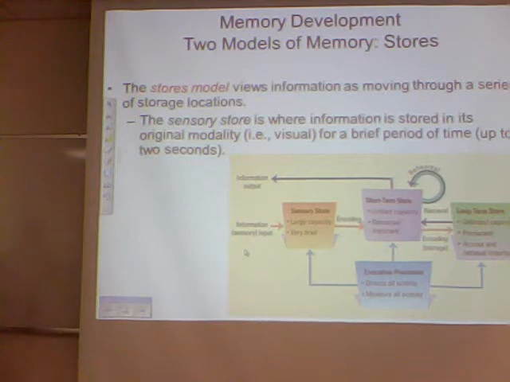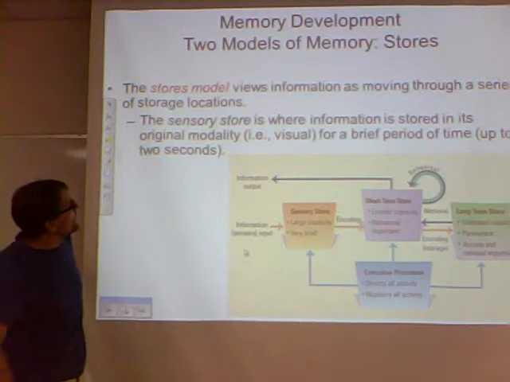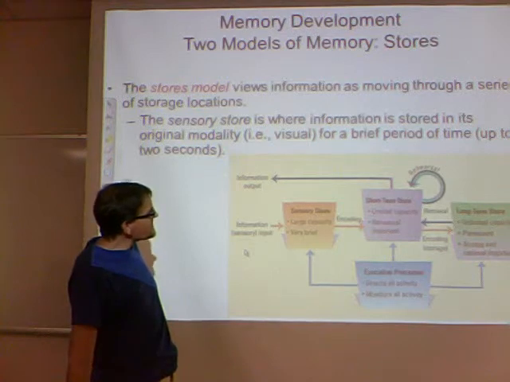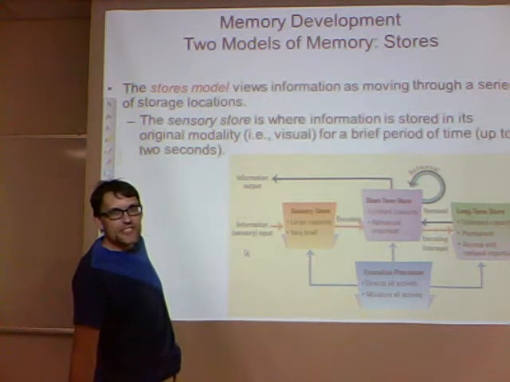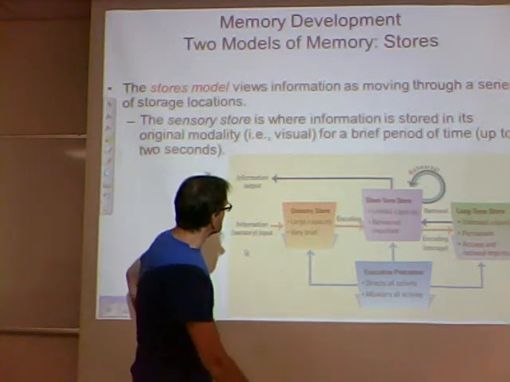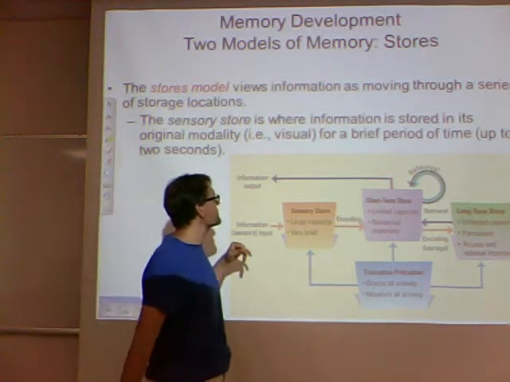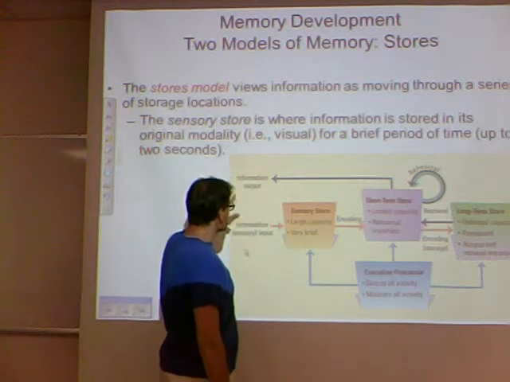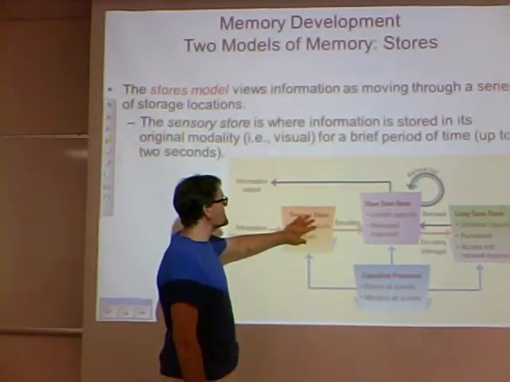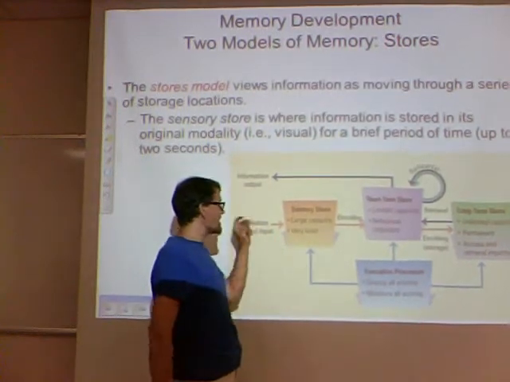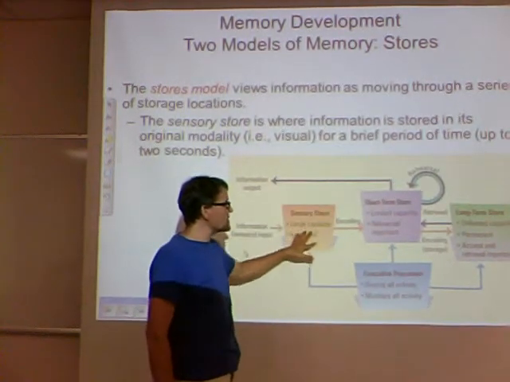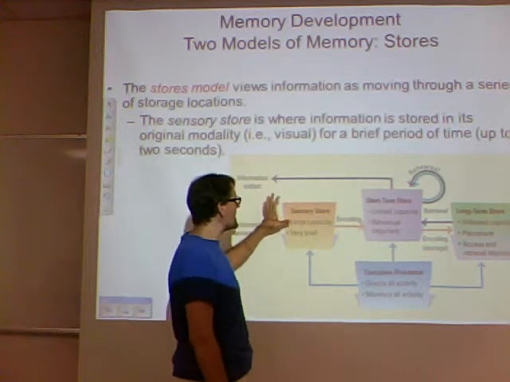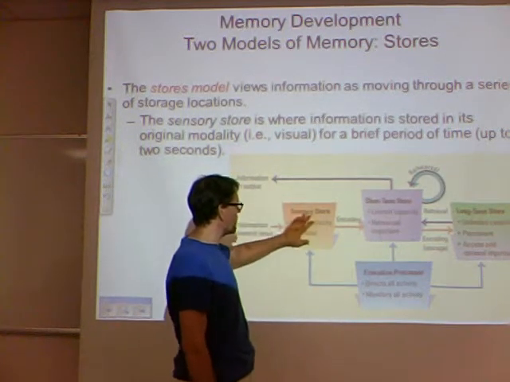Here we go. The storage model of memory views information as moving through a series of storage locations. Suffice it to say, this textbook is presenting things a little differently than I've seen in most cognitive places, but it's not different per se, it's just presented differently, so it feels weird to me. But anyway, out in the world, there's all kinds of information coming in, and it comes in through our eyes or our ears, and it comes in for a very short amount of time. And for a very short amount of time, we have the ability to capture any piece of this information from the world. Any piece. And there's thousands and millions of pieces of information floating out there.